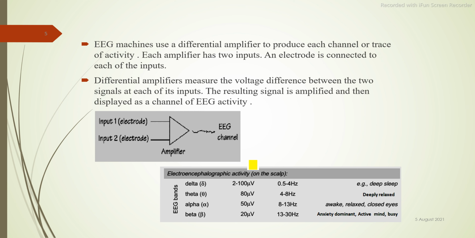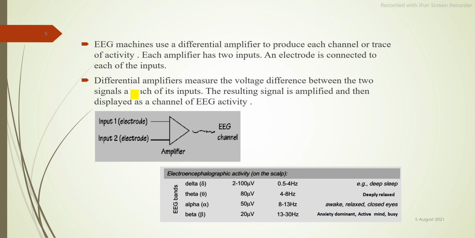Just now I spoke that the EEG machine will be using a difference amplifier. This difference amplifier will produce each channel or each trace of the activity. Each amplifier will be having two inputs, which are connected to the two different electrodes we have seen in the previous slide. The two electrode signals are given as two different inputs to the amplifier, and the amplifier takes the difference of the two inputs, amplifies those small signals, and gives us an output as an EEG channel.